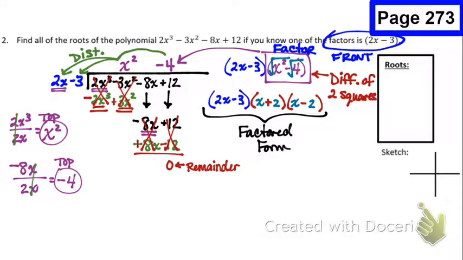How do I take this fully factored form now and find my roots? Set them equal to 0. So 2x minus 3 equals 0. X plus 2 equals 0. X minus 2 equals 0. Give me 2 of the roots, the easy ones. Negative 2 and positive 2.